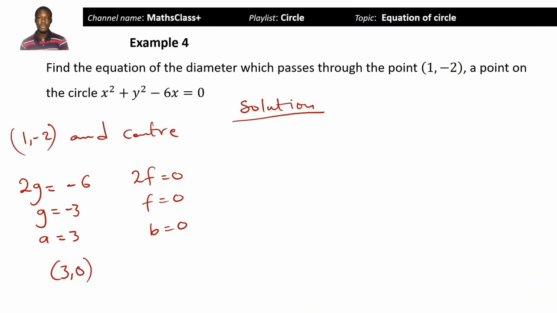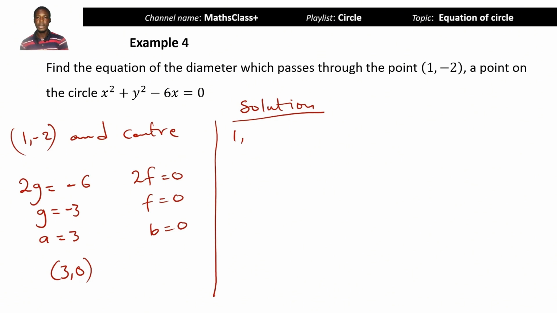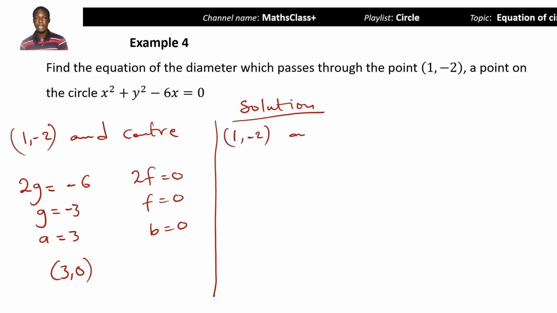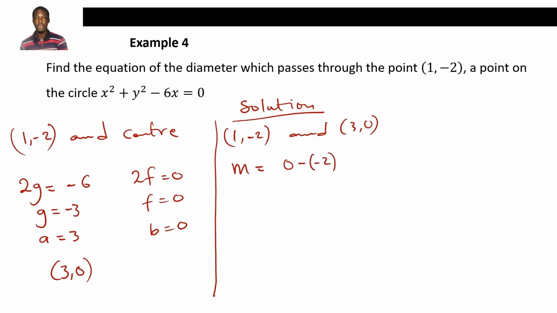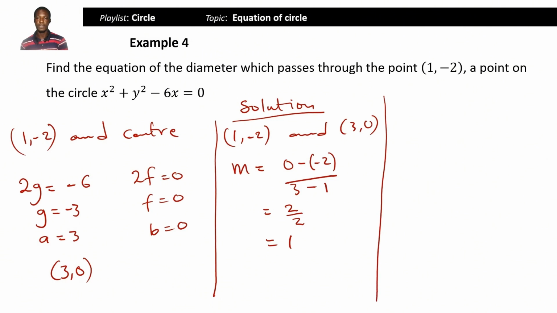So the line passes through the points (1, −2) and (3, 0). So I can determine the gradient of the diameter as, if I label it m, then m is equal to (0 − (−2)) divided by (3 − 1). And that will give me 2 over 2, which is equal to 1. So the gradient of the line is 1.